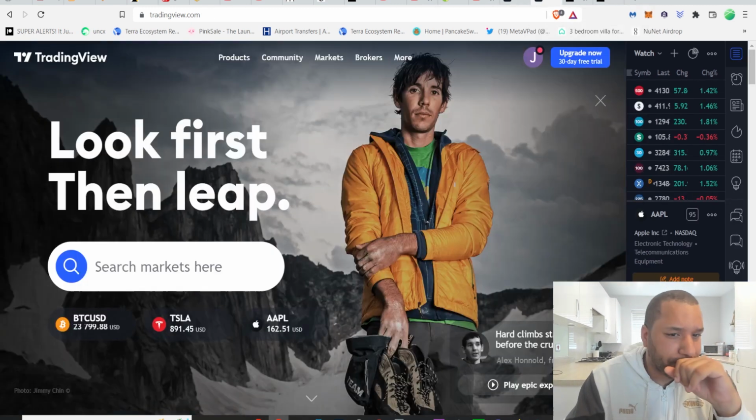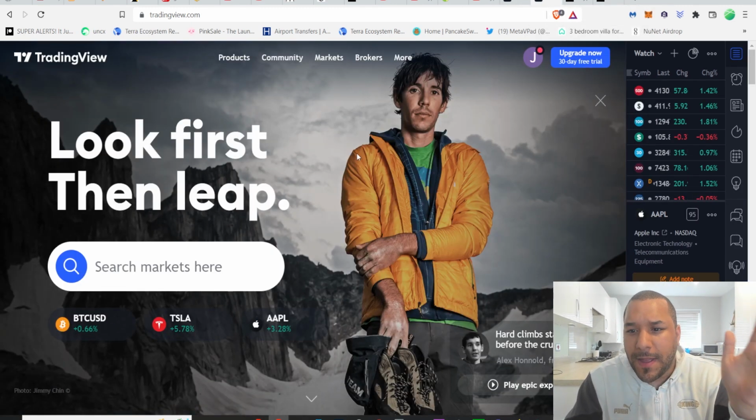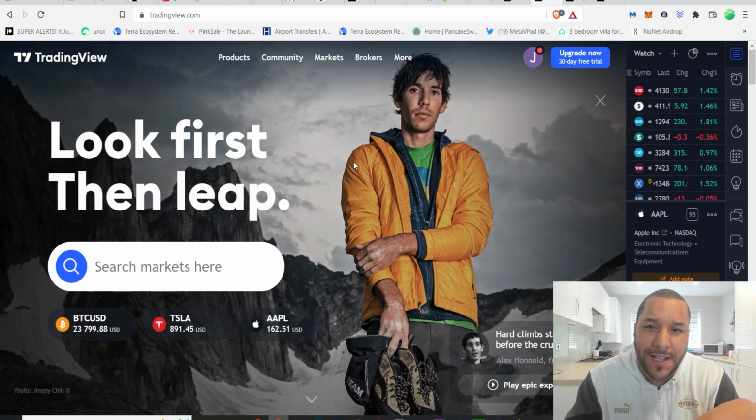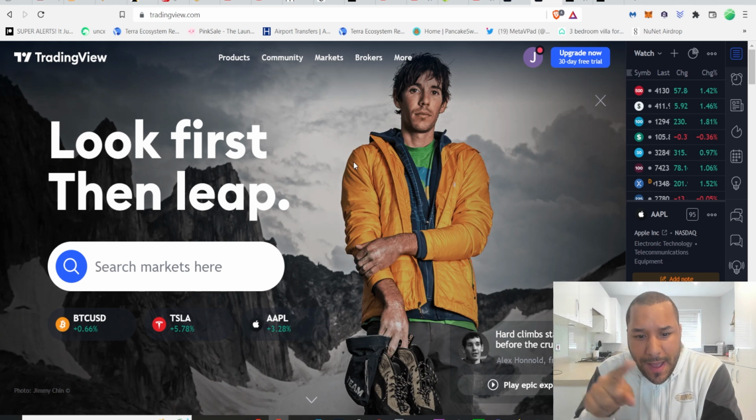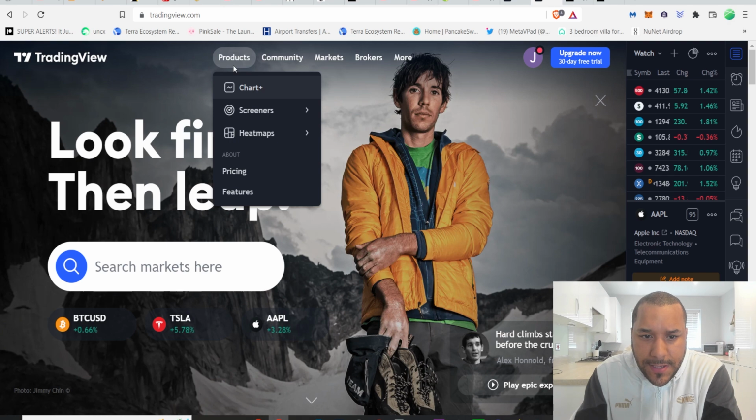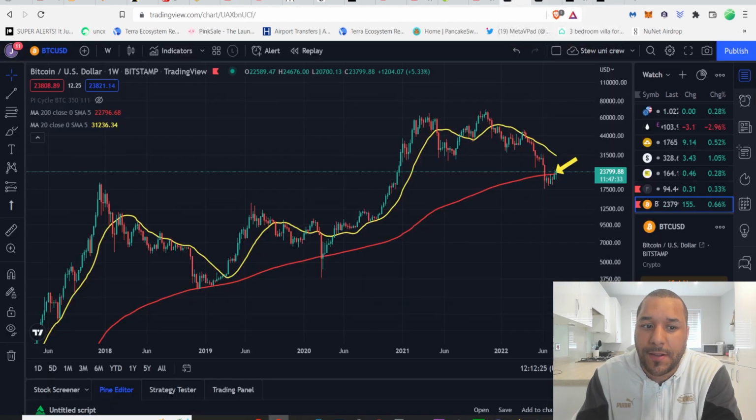Well, to start off, go to tradingview.com. Make sure you sign up. It's free. You don't need to pay for an expensive account. Just use a free version. And once you've done that, you might come to a page that looks like this. If you do, click on products, or hover over products. Click the chart. Once you click on the chart, you'll have something that looks like this.